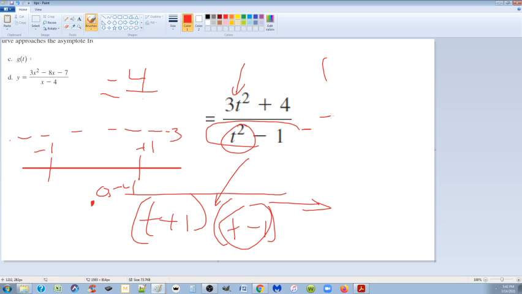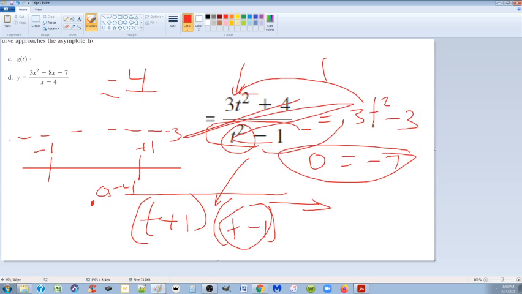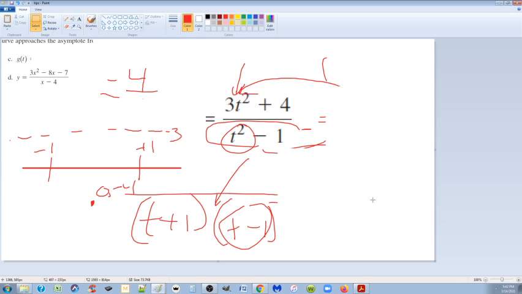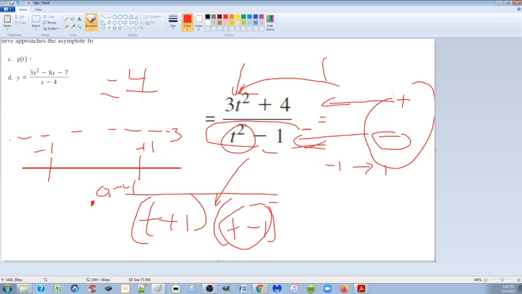So I set it equal to 3. I bring this up. I get 3t squared minus 3. I get all the 3s on the same side, all the t squareds. I get 0. So right away I get 0 is equal to minus 7. Therefore I know it cannot cross the asymptote, which means in between I have a negative number. That makes sense because I already determined that in between negative 1 and 1, the bottom will be negative and the top will always be positive. Therefore the result, positive divided by negative, will always be negative. So I'm dealing with that.